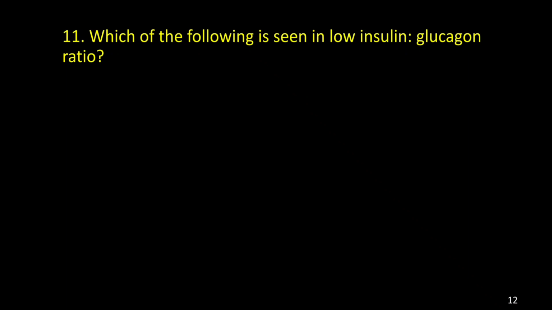So here the question is about low insulin glucagon ratio. Whenever you see this low insulin glucagon ratio, you have to think only one thing. Low insulin means insulin level is low, and low insulin glucagon ratio means comparatively glucagon level is more in the blood. Insulin and glucagon are both opposite in action.